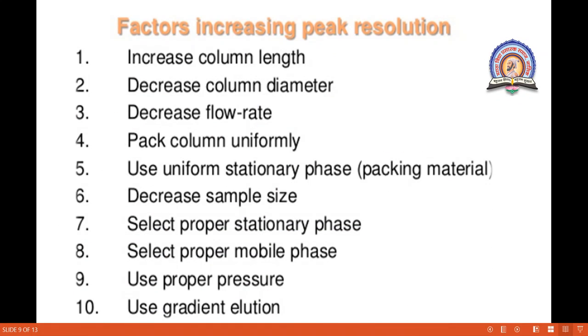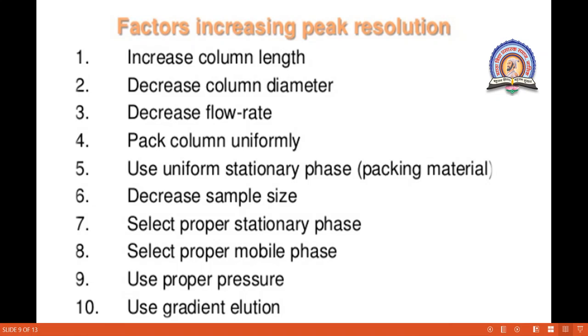Factors increasing the peak resolution. Due to which factors the peak resolution is increased, they are as follows. Increase the column length. As in the previous lecture, by increasing the number of theoretical plates, the separation of the components is better. That part we already discussed in the previous lecture. That's why by increasing the column length, we can increase the peak resolution. Then second, decrease the column diameter. The diameter must be smaller. Then we get the good resolution.